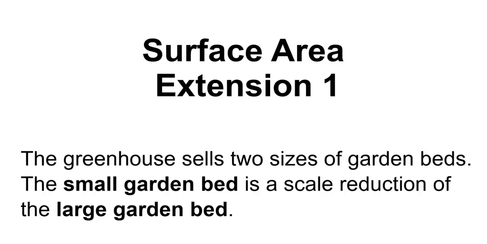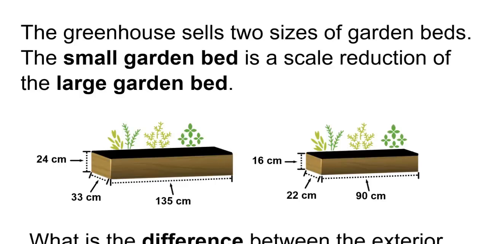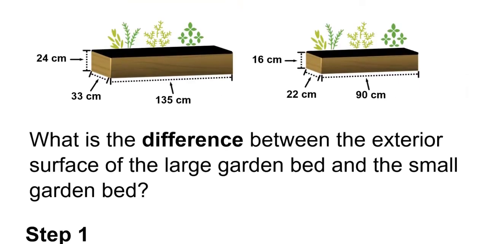Surface area, extension 1. The greenhouse sells two sizes of garden beds. The small garden bed, shown here, is a scale reduction of the large garden bed, shown here. What is the difference between the exterior surface of the large garden bed and the small garden bed?